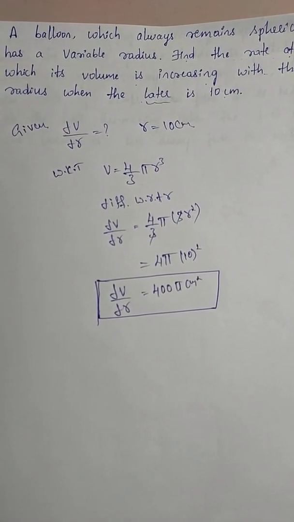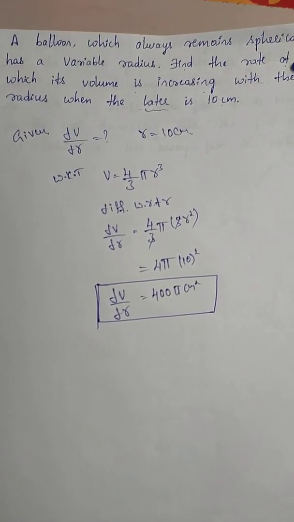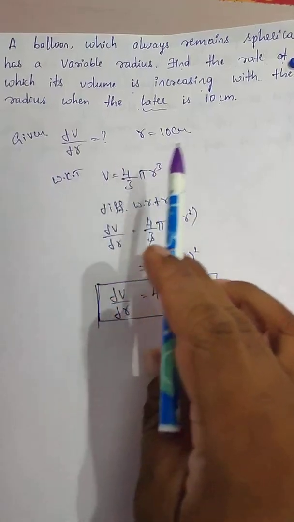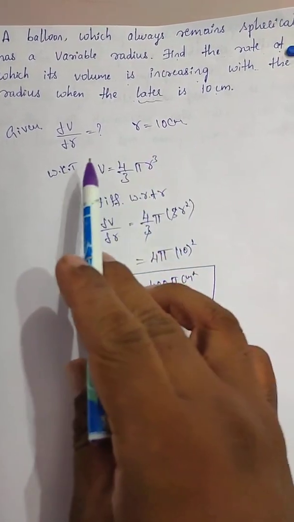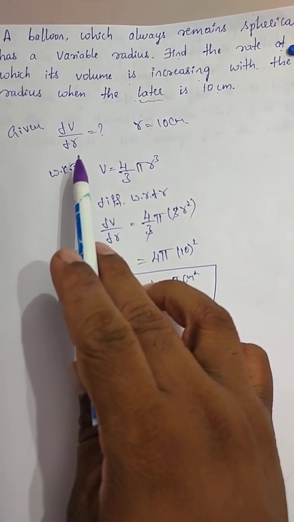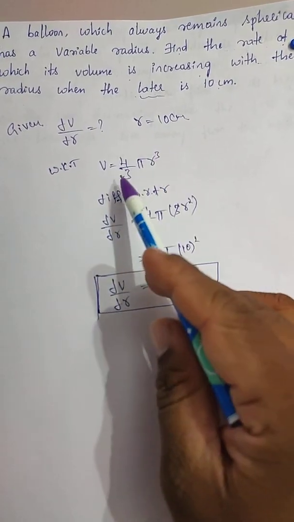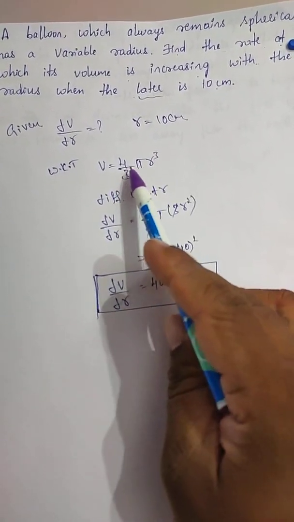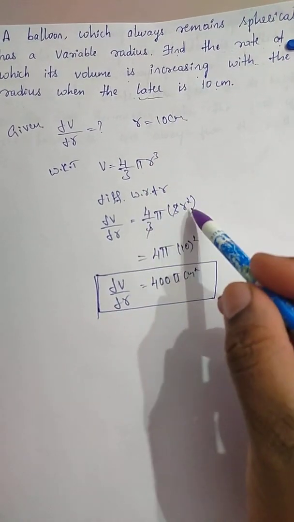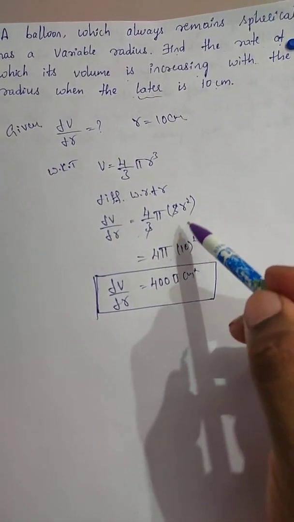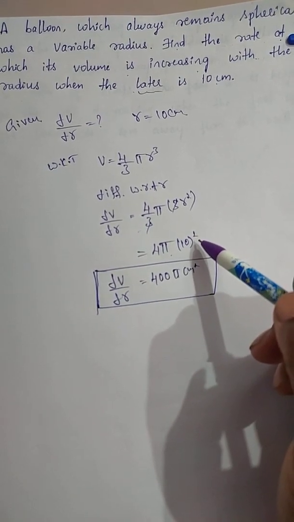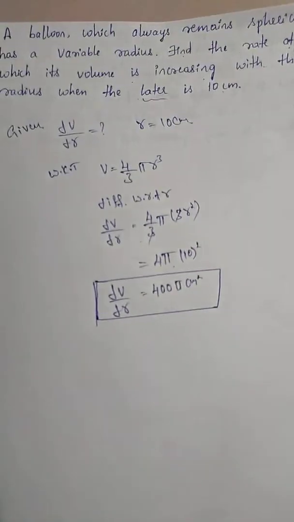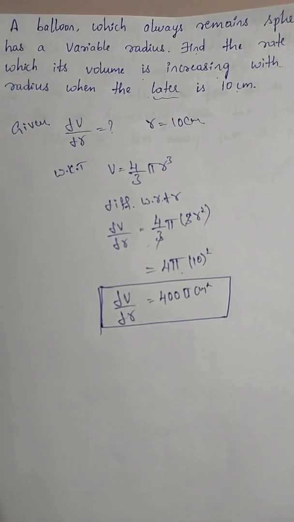Once again I am repeating: a balloon which always remains spherical has a variable radius. Find the rate at which the volume is increasing with the radius when the radius is 10 centimeter. Since it is changing with respect to radius, dV/dr is equal to question mark, the radius is 10 centimeter. We know the volume of a sphere is 4/3 pi r cube. Differentiate with respect to r: 4/3 pi is a constant, the differential of r cube is 3r square, 3 cancels, 4 pi, r is 10, so 10 square is 100, into 4 is 400 pi centimeter square. Is it clear? It is very simple.